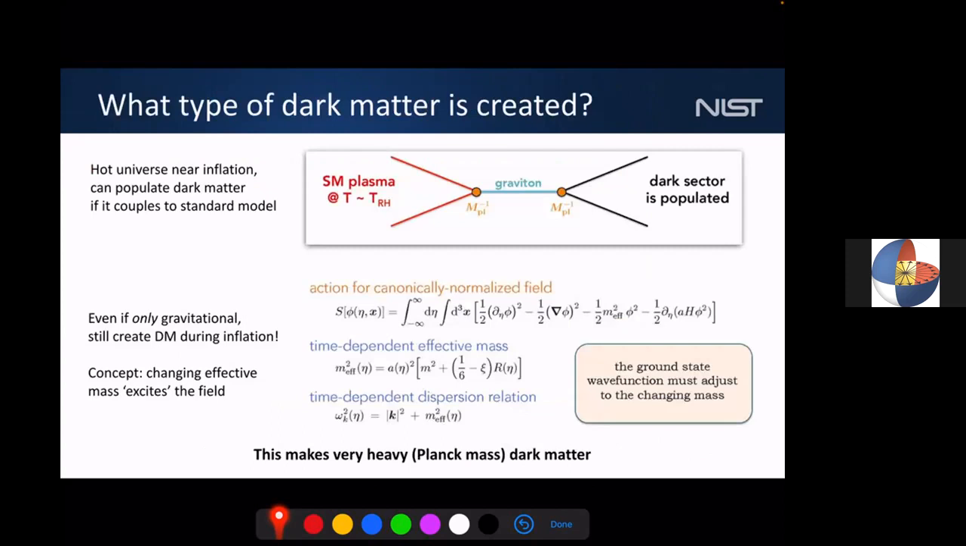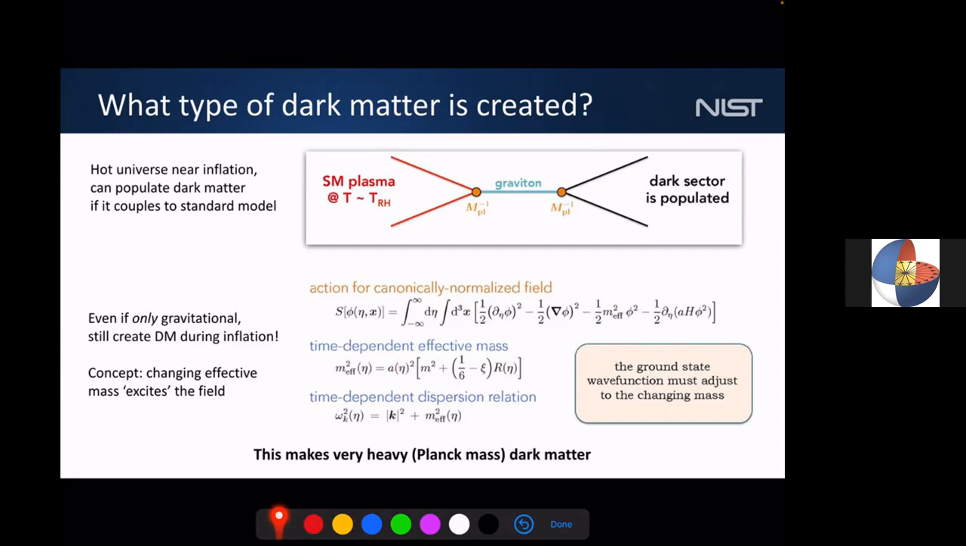So you could ask, what type of dark matter is created in the early universe? One thing is that near inflation, if there is coupling to the standard model, you're at high enough temperatures that you can basically go from a standard model plasma through a graviton to a dark sector, with these vertices weighted by the Planck mass. But even if there's no standard model coupling, just the inflation itself, in the FLRW metric in the early universe, you can write down the Lagrangian for this type of scalar field theory, for example. And what you get is that there's an effective mass, which has the Ricci scalar in it, and also has the conformal scale factor a.